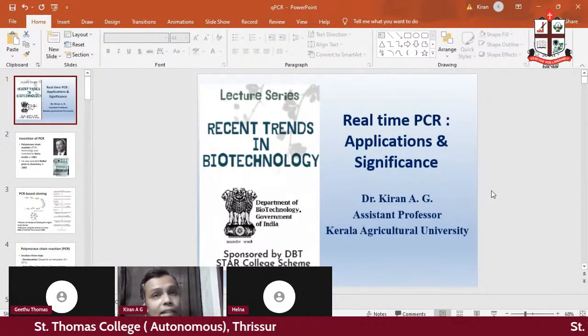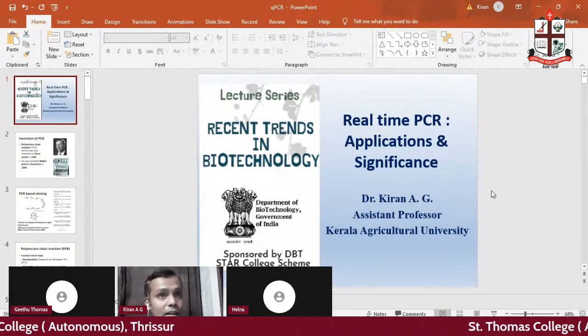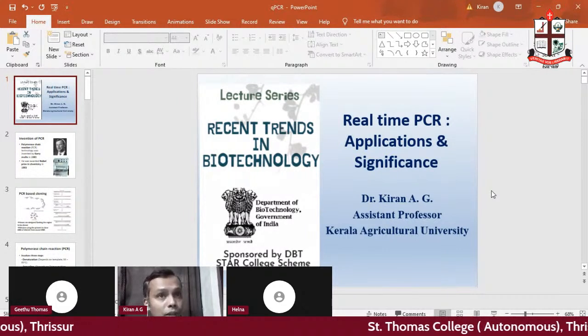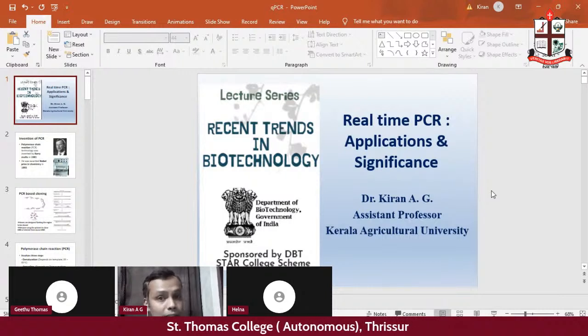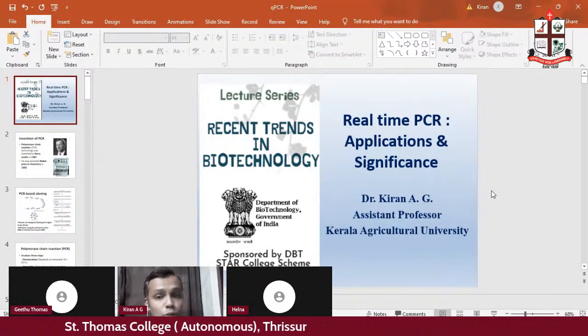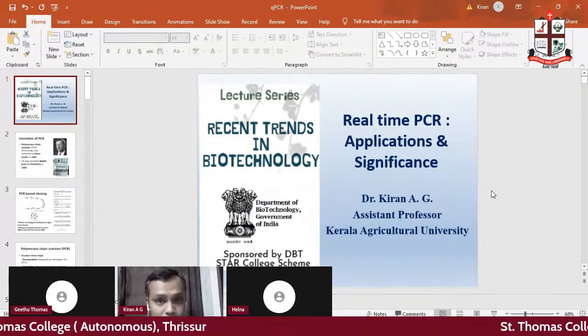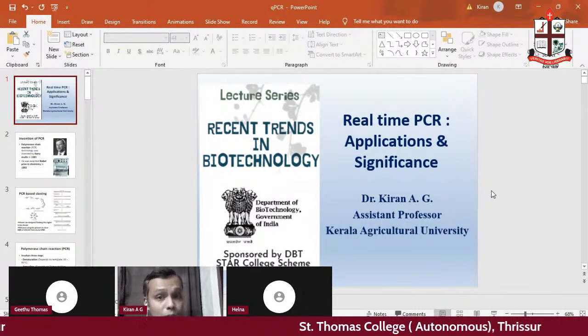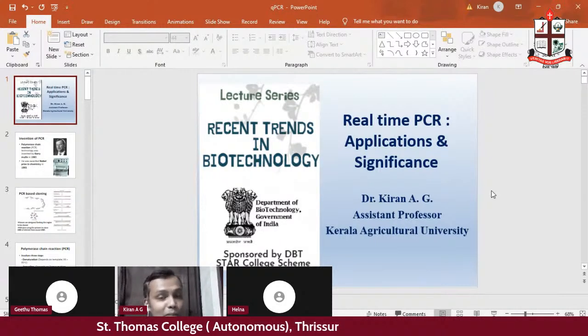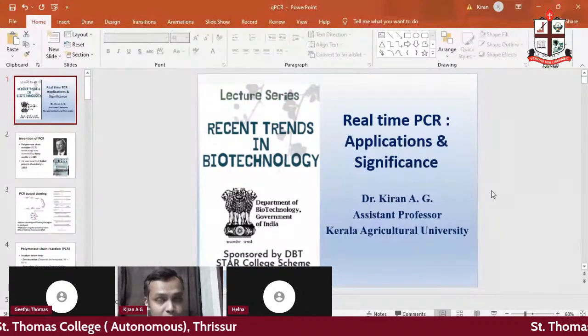Earlier there were many techniques for gene expression, as you might know, northern hybridization, then mRNA differential display analysis. All these were tools which were used for gene expression analysis. But now we have more advanced tools like transcriptome sequencing, microarray, and also real-time PCR. So these are the modern tools for studying gene expression.